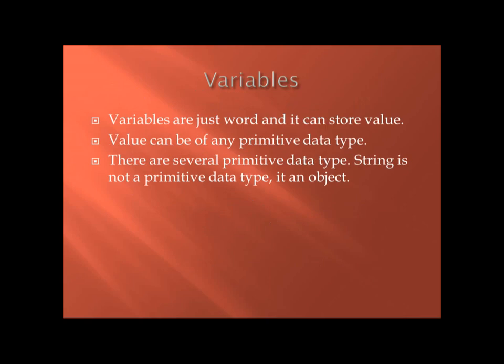Variables are just words and they can store a value. A value can be any primitive data type. There are several primitive data types. String, this is important: String is not a primitive data type. It's actually an object. You could be asked that question in the interview.